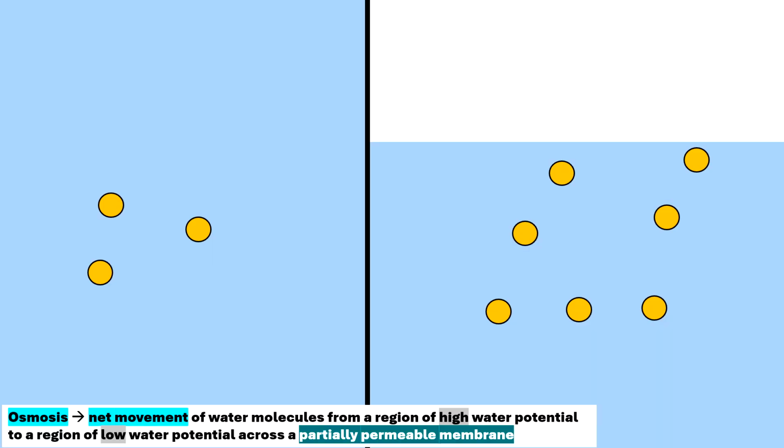You should know from other topics that osmosis is the net movement of water molecules from a region of high water potential to a region of low water potential across a partially permeable membrane. So imagine that this line in the middle right here, this black line separating these two sides, is a partially permeable membrane, because we're going to look at an example of osmosis.